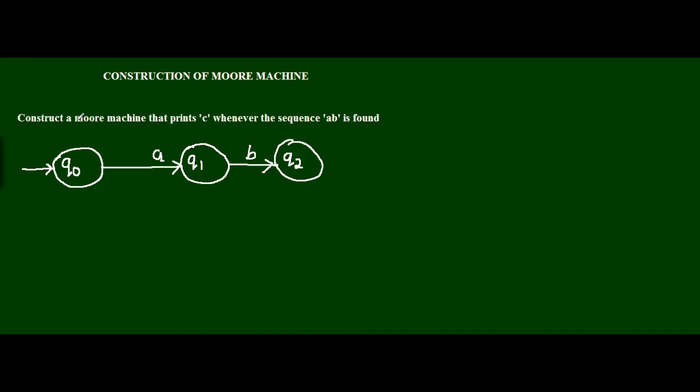Now in the question it is mentioned to construct a Moore machine that prints C. So the output should be C. So sigma equals {A, B}, and the output, that is delta, equals {C, D}. We always start from the initial state. Here Q0 is the initial state. From Q0, if the input is A, the next state is Q1, and if the input is B, the next state is Q2. Always it starts from the initial state, and Q2 will print the output C. In the remaining states I am going to give the output D.